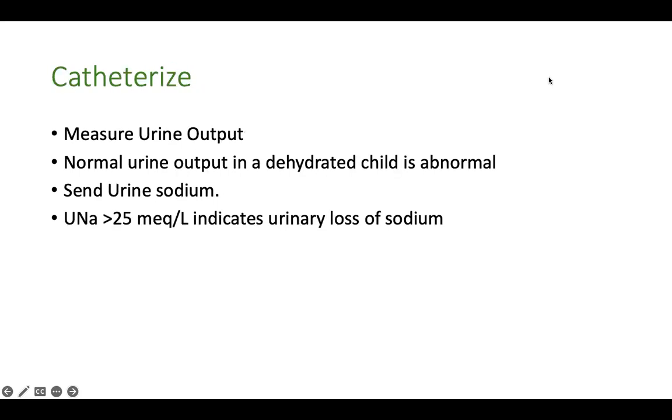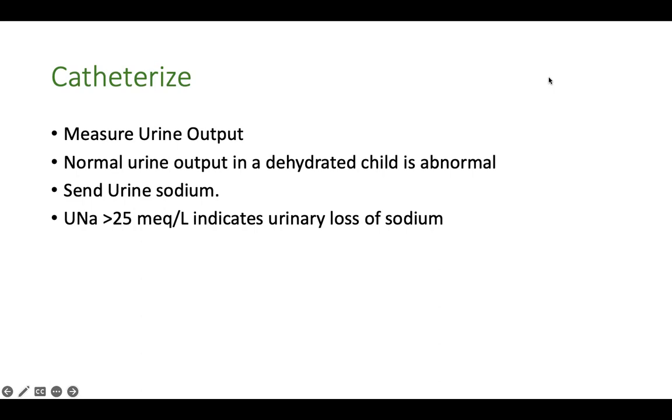I hope that's clear. And most importantly, while you have started your rehydration, please catheterize and measure the urine output. Remember, a normal urine output in a dehydrated child is abnormal. You may be dealing with a urinary loss of sodium and water. Always send urine sodium. If urine sodium is more than 25 milliequivalents per liter, it indicates that the kidney is the culprit. There is urinary loss of sodium.